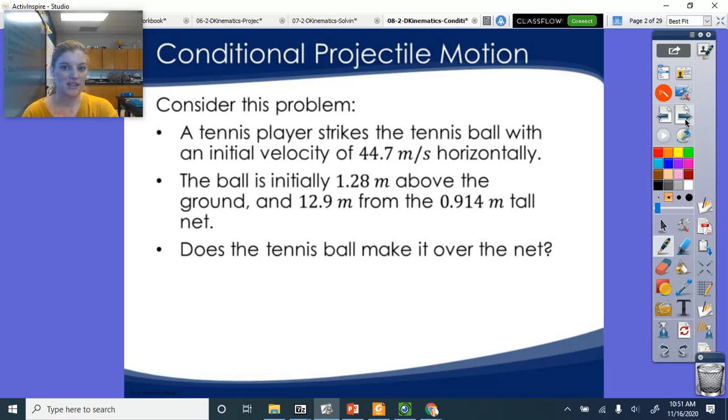A tennis player strikes the tennis ball with an initial velocity of 4.7 meters per second horizontally. The ball is initially 1.28 meters above the ground and 12.9 meters from the 0.914 meter tall net. Does the tennis ball make it over the net? So we have to meet the condition that we are going over a 0.914 meter tall net that is 12.9 meters away, knowing what we know.